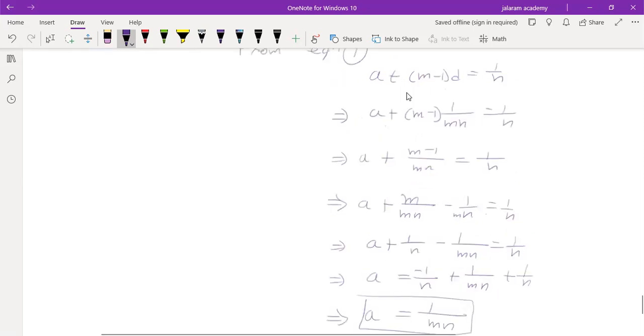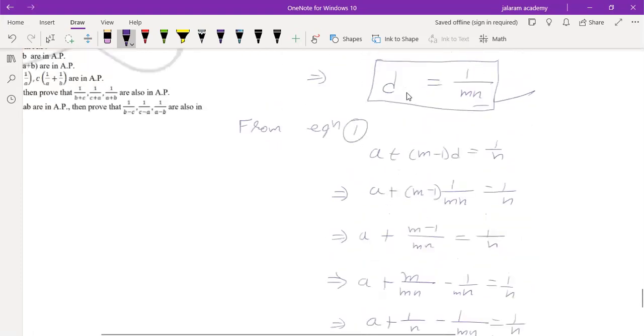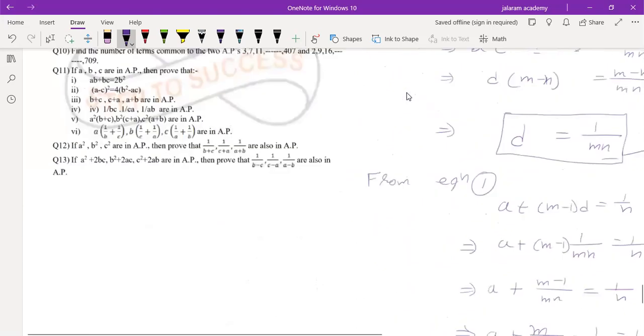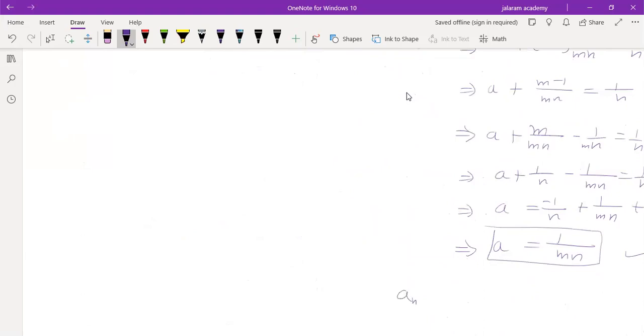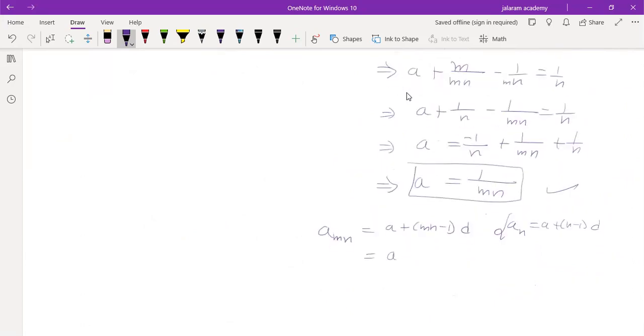Is that clear to you? Common difference is 1 by mn and the first term is also 1 by mn. Now what we have to find? The mnth term. Find the mnth term. So how to find the mnth term? The mnth term is a_mn. In place of n in the formula, we use mn. As we know, the formula for the nth term is a plus n minus 1 into d. So the formula for the mnth term will be a plus mn minus 1 into d. Is that clear to you?